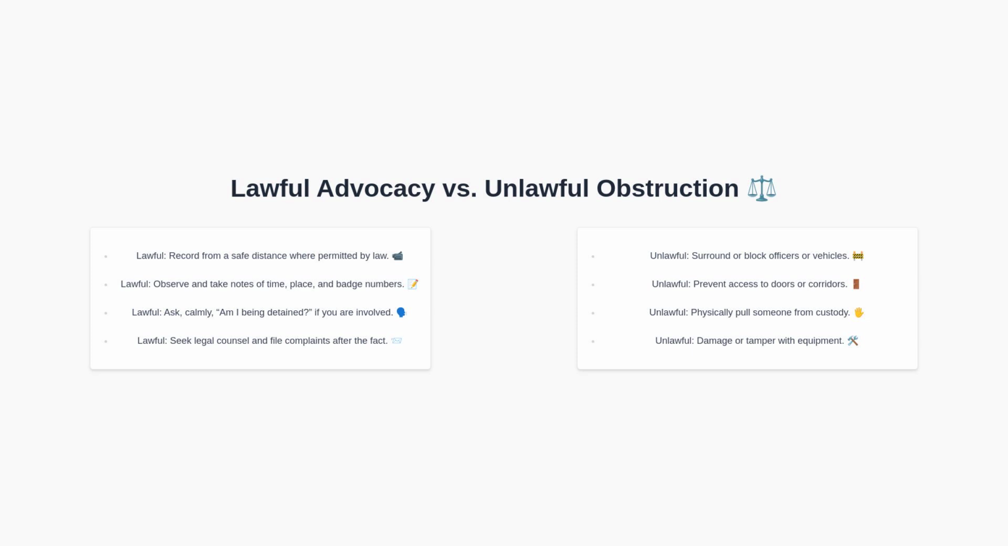Unlawful obstruction includes surrounding or blocking officers or vehicles, preventing access to doors or corridors, physically attempting to remove someone from custody, and damaging or tampering with equipment. The distinction is conduct-based. Advocacy remains non-interfering and observational, while obstruction involves physical interference or intimidation.